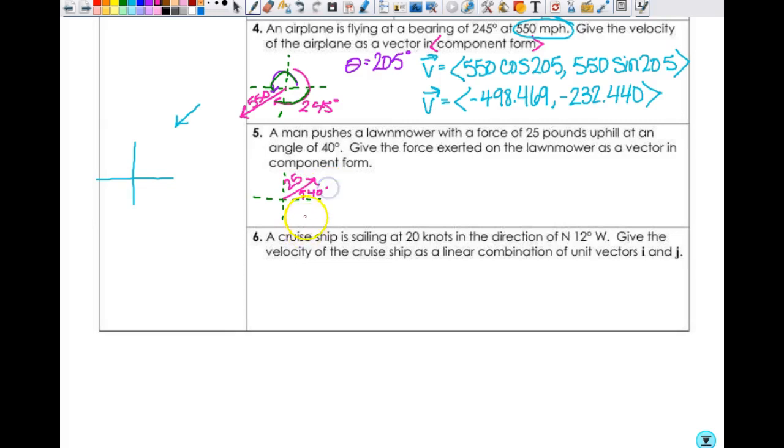So then what is theta? 40 degrees. We don't have to do anything fancy here. If it started at 0 with the positive x-axis, then that is theta. We don't do anything weird there. Then our vector is 25 times the cosine of 40, 25 times the sine of 40. And then I use the calculator.